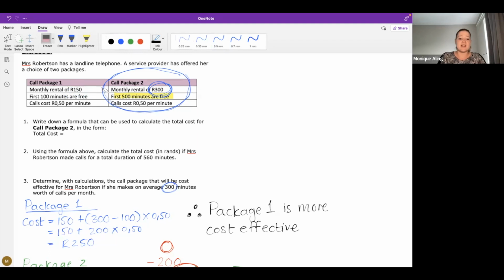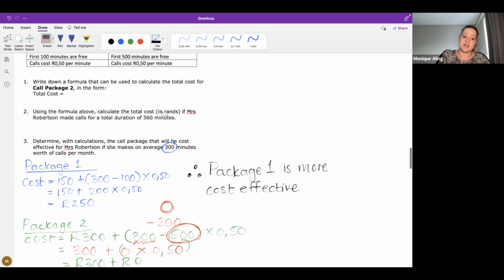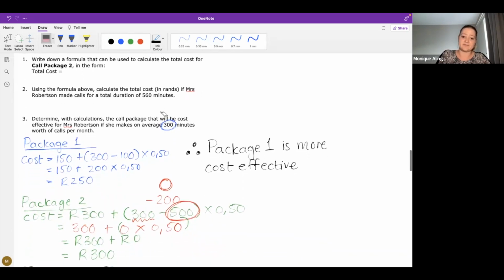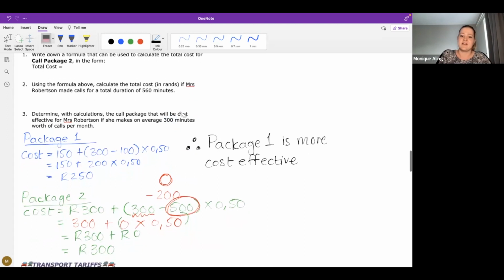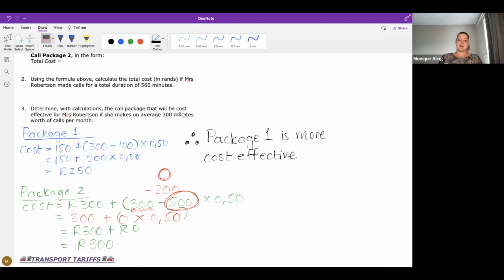So if I worded that question differently and said, which call package would suit Mrs. Robertson if she used 1,000 minutes in a month, call package 2 probably would have been your answer. But in this situation, it's package 1 because she doesn't use too many minutes.